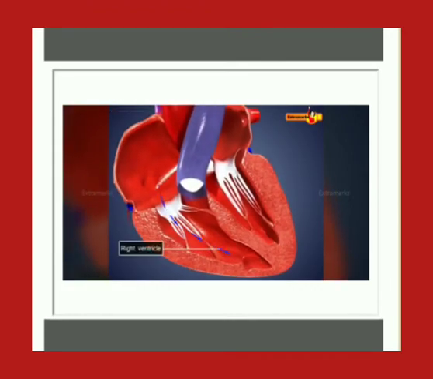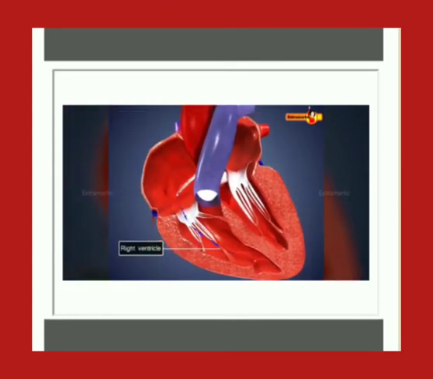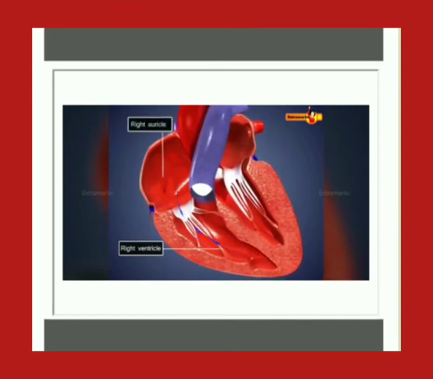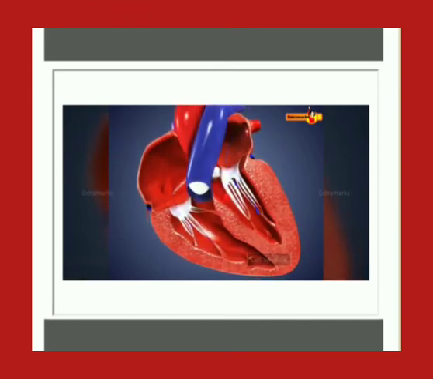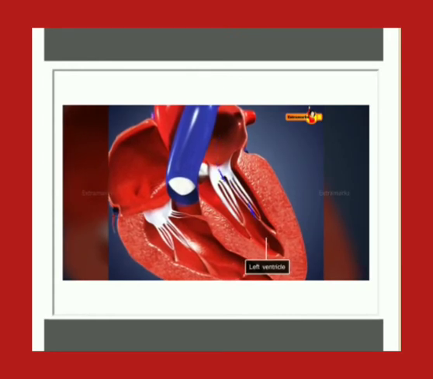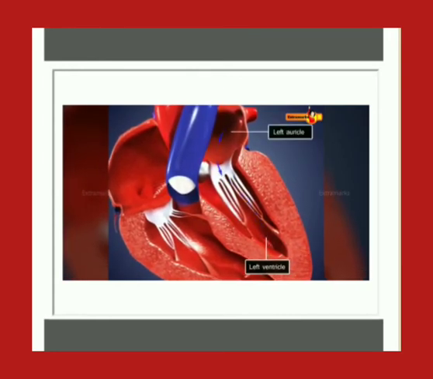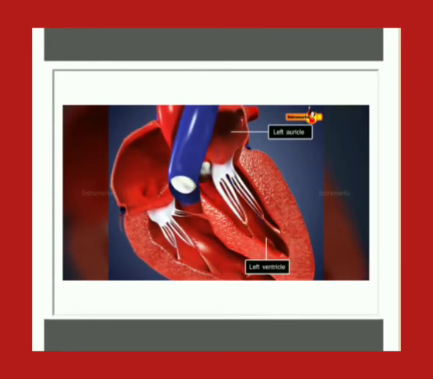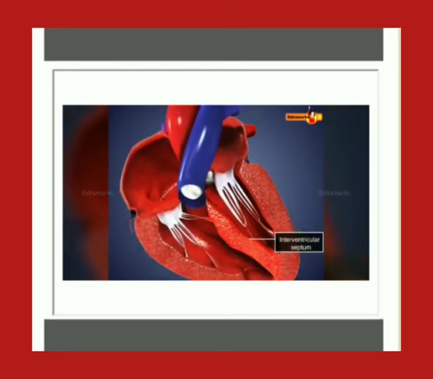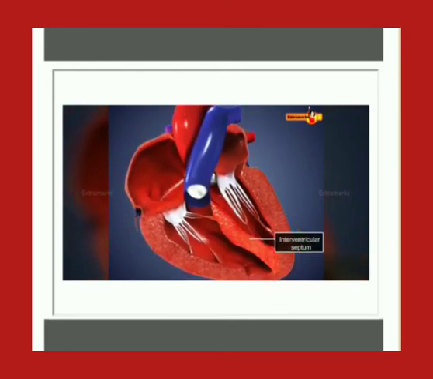The right ventricle receives deoxygenated blood from the right auricle. The left ventricle receives oxygenated blood from the left auricle. There is an interventricular septum between the 2 ventricles.